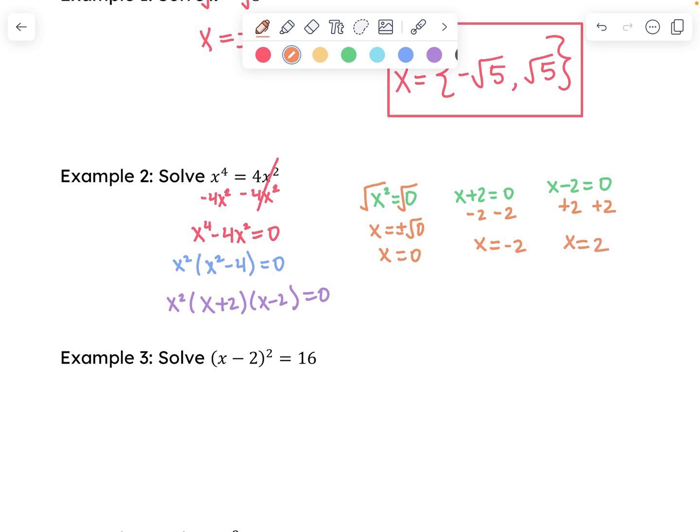So I have three answers. I'm going to say x is equal to, curly bracket, negative 2, 0, and 2. Close my curly bracket, and there are my three answers.